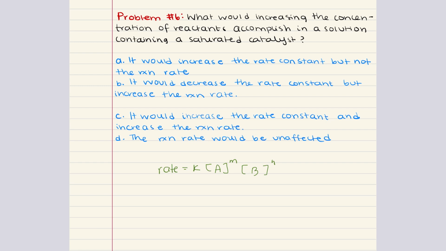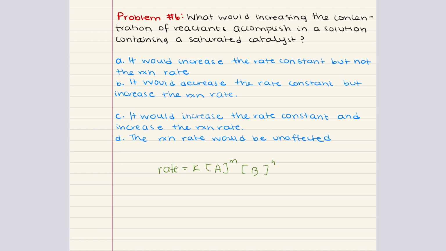Now, with this information, let's analyze the problem. When the catalyst is saturated, all the active sites on the catalyst are already occupied. That means the catalyst is operating at its maximum capacity. Increasing the concentration of reactants is not going to provide additional active sites for that reaction to occur more rapidly, because the catalyst is already busy.